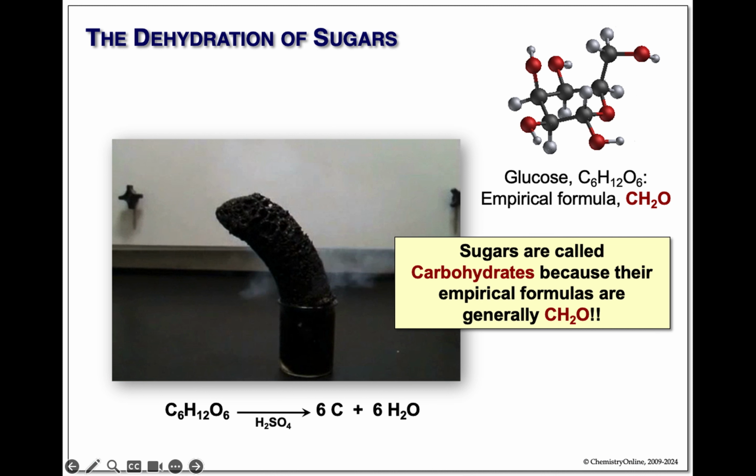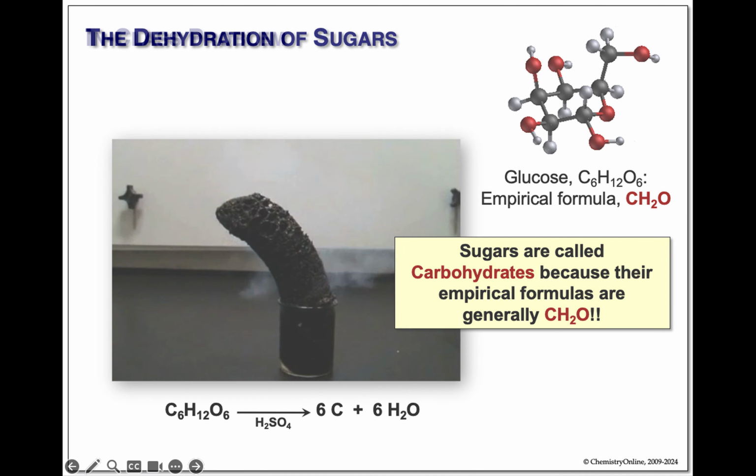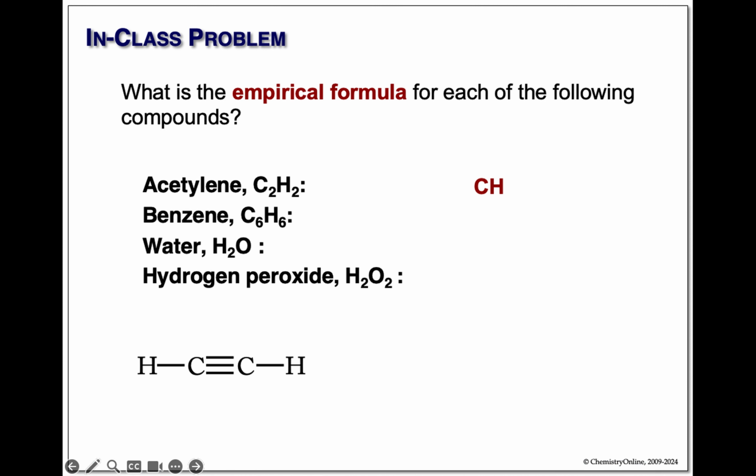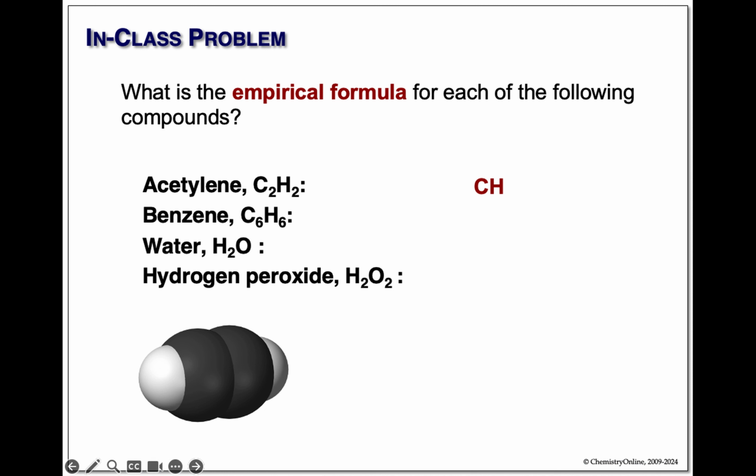Let's do some quick empirical formulas. Acetylene, welding gas. Formula C2H2. CH is our empirical formula. This is what acetylene looks like. We have a carbon-carbon triple bond in terms of a model. Here's our triple bond. Again, you can't tell it. It's a space-filling model with the hydrogens on each end.